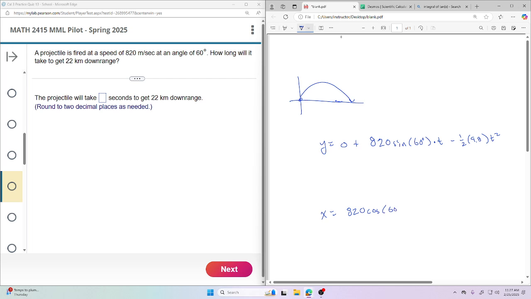Cosine of the 60 times t is equal to 22, and you just take this and divide. Kilometers. And then that's meters. Okay, yeah, you're right. See? How many times would I have gotten this one wrong? Come on. But I wrote it down in nice handwriting.